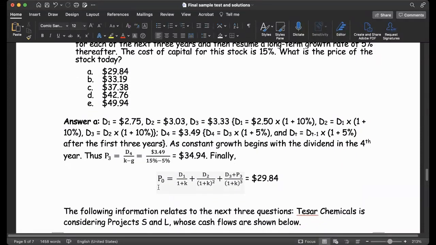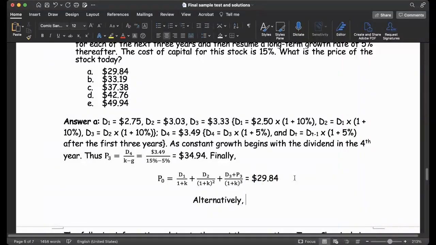The last step is to calculate the current stock price, P0, by discounting D1, D2, D3, and P3. You can use the formula: D1 over 1 plus K or 1 plus R, which is 1 plus 15%, plus D2 over 1 plus 15% squared, plus D3 plus P3 over 1 plus 15% cubed, and add them up. You should have a stock price of 29.84.